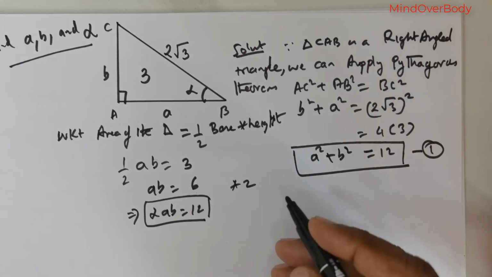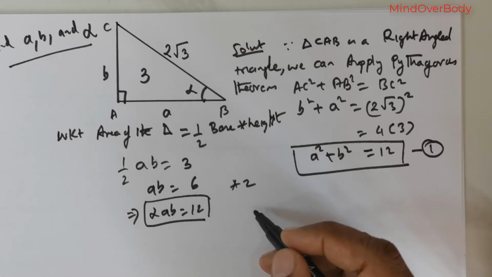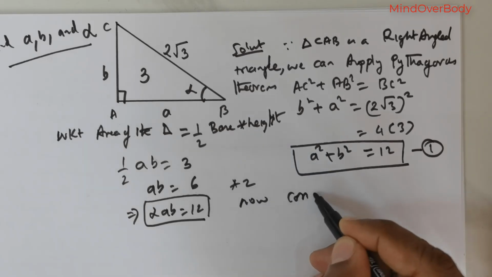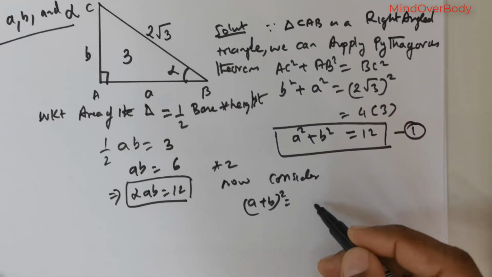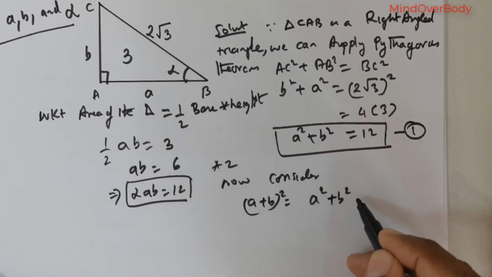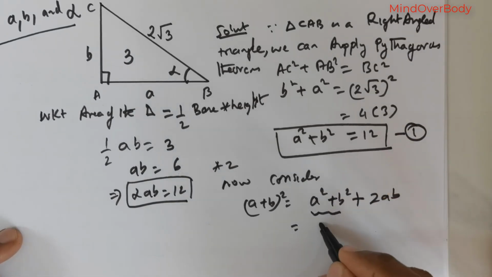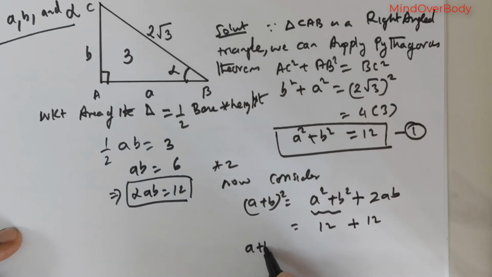Because I want to know the value of A positive B raised to the power of 2 and A negative B raised to the power of 2. Okay, now consider A positive B raised to the power of 2. What is this? This is A squared plus B squared plus 2AB. Now what is A squared plus B squared? 12 units. And what is 2AB? It is 12. So A positive B whole squared is 24 units.